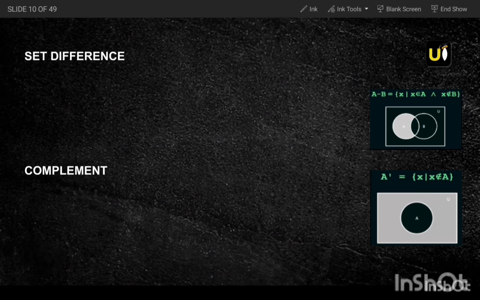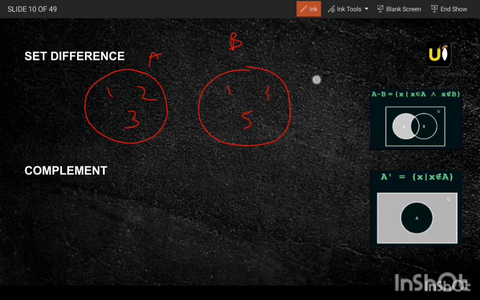Next, what is set difference? Let us consider the previous example itself. The sets {1, 2, 3} and {1, 3, 5}. Set difference means the elements that are only present in a given set. So for example, here we have A minus B. That means we consider the elements that are present only in A. Let us draw the Venn diagram.